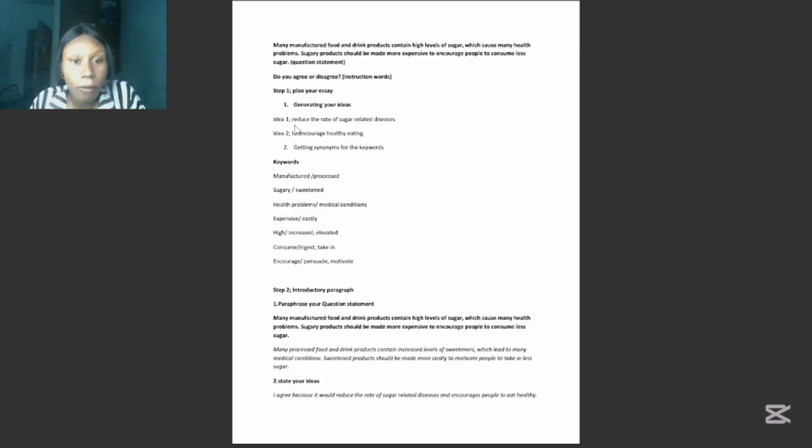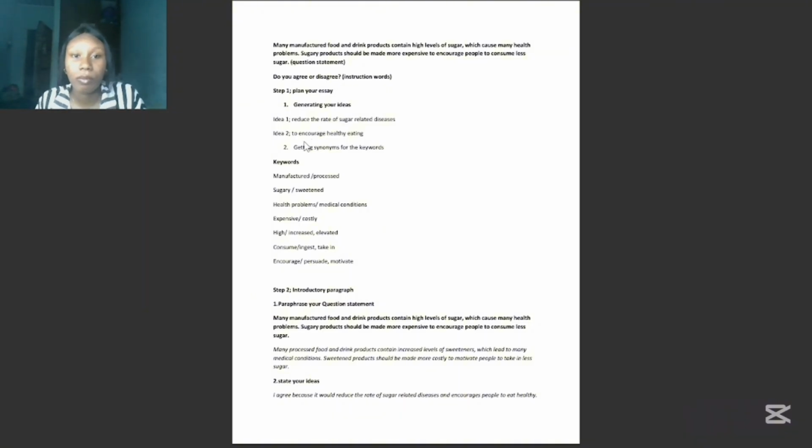Now my idea one for this question is reduce the rate of sugar related diseases. It reduces when sugar products are made more expensive to encourage people to consume less sugar. It will reduce the rate of sugar related diseases. The next idea I stated was to encourage healthy eating. See, I've already generated my 2 ideas. So the first stage of planning my essay has been successfully executed.